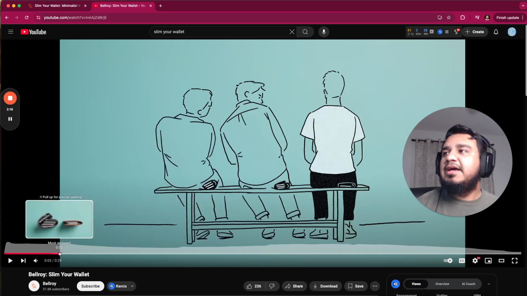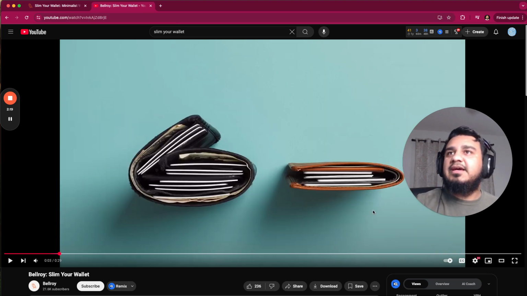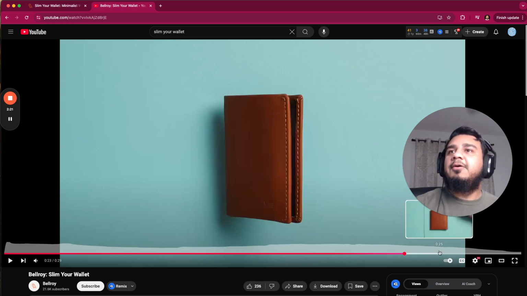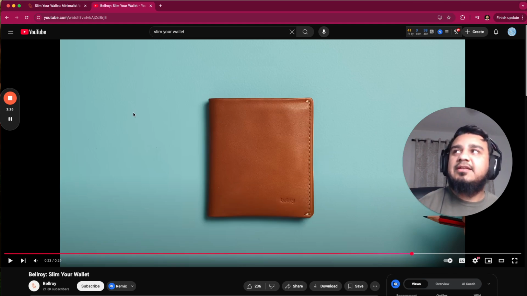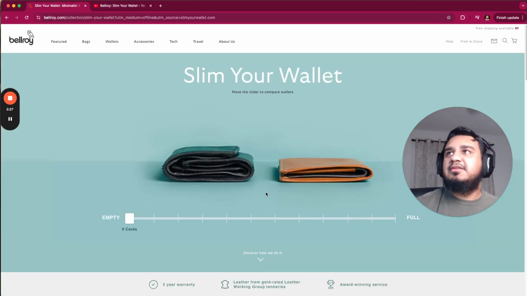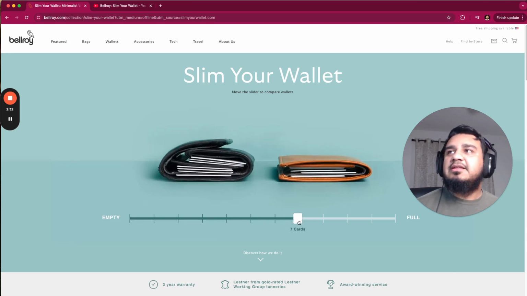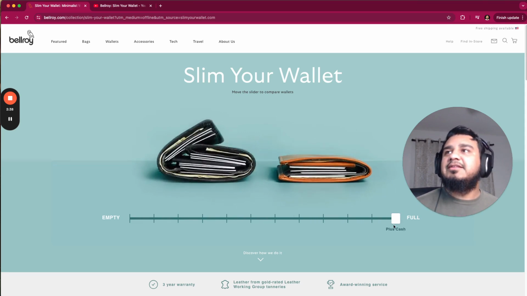And so they actually go through, they compare the wallets, and then they also explain how you can fit the same amount of stuff in this small wallet. And so they actually sent the user to this page, the slimyourwallet.com. And if you actually go through, you can see the difference in how both the wallets expand as you add cards and cash and stuff like that. And so I think this is a really good example if you're looking for inspiration for how to make an ad that's effective on social media.